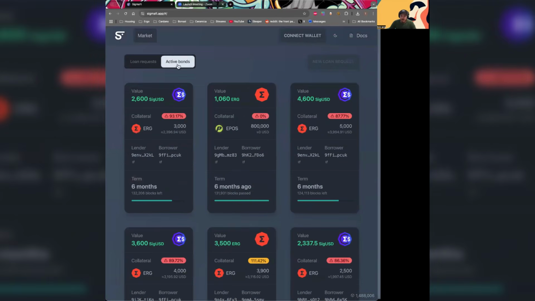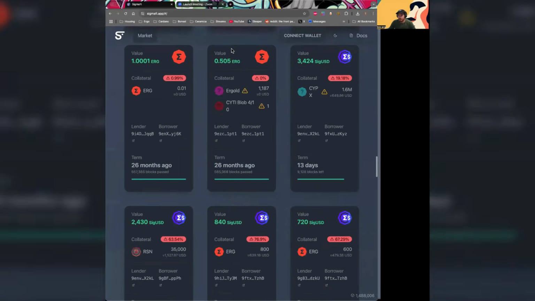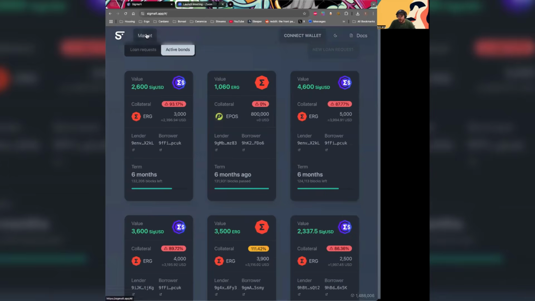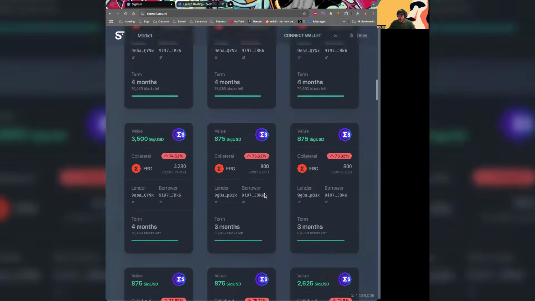But we can come over here and look at active bonds. There's actually several, more than several. So yeah, I appreciate it. I think a lot of these folks were smart. I mean, especially those of you who did it 6 months ago, 18 months ago, when Ergo was pretty high, you cashed out, you secured some profit in SigUSD, and then you lent it out, and then you're earning an extra 20% or whatever that might have been. The details of your loan are just kind of individualized.